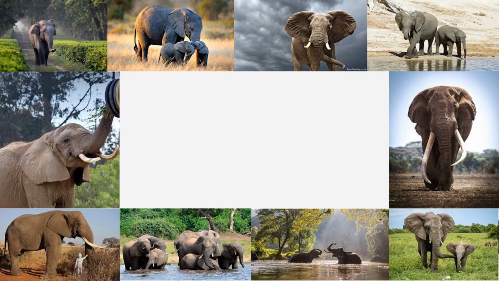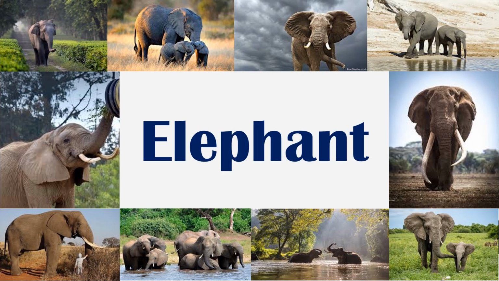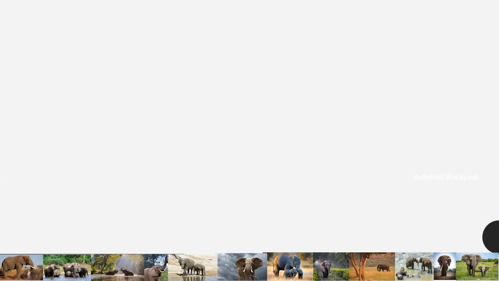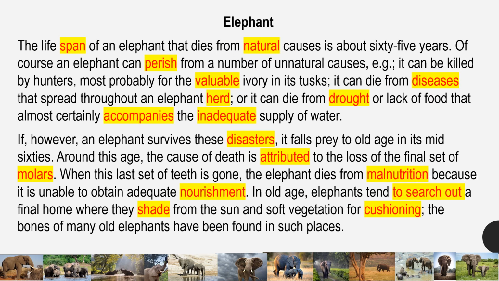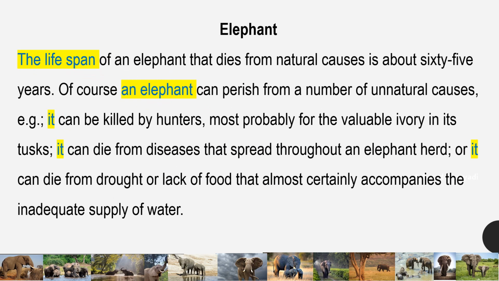After learning vocabularies in part 1, let's go on our discussion on the passage entitled Elephant. This is the passage we are going to discuss. And there are some new vocabularies that you have already learned. I hope by mastering these new vocabularies, it becomes easier to comprehend these two paragraphs. Let's start to read this passage and discuss sentence by sentence.